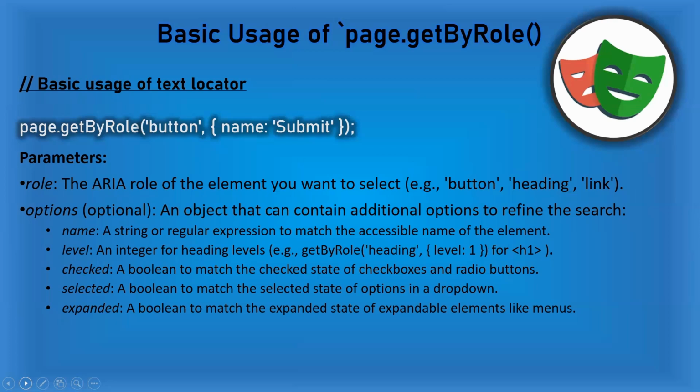As we discussed, name could be a simple matching name, or it could be the level if you are looking for headings like H1, or if it is a checkbox, it could be checked. If it is a drop down, it could be selected. If it is a menu, it can be expanded. So based on the element and its role, you may have different options to narrow down your selection.